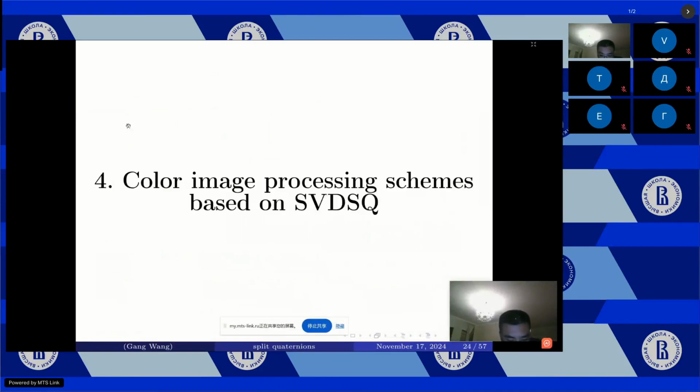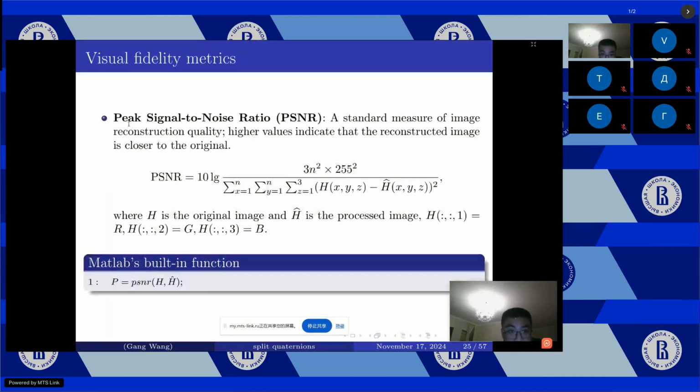Next, we will provide a detailed description of the image processing algorithms. The focus will be on extending the advantages of the SVD of split-quaternion matrices to existing image processing frameworks to address practical implementation challenges. Additionally, we aim to establish new efficient image processing solutions. To facilitate the presentation of image processing algorithm performance, we first introduce several visual fidelity metrics.